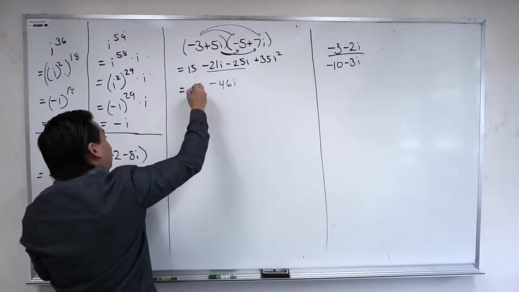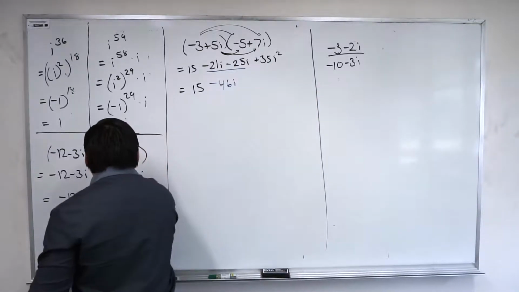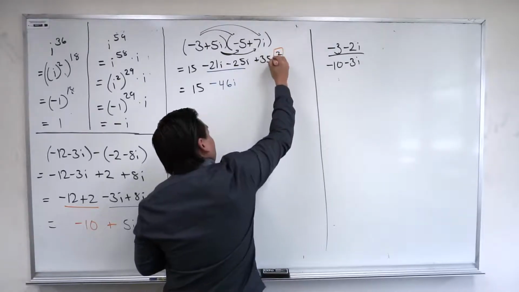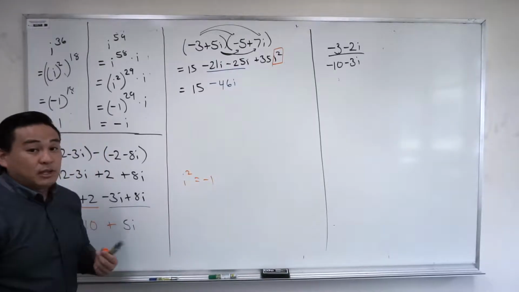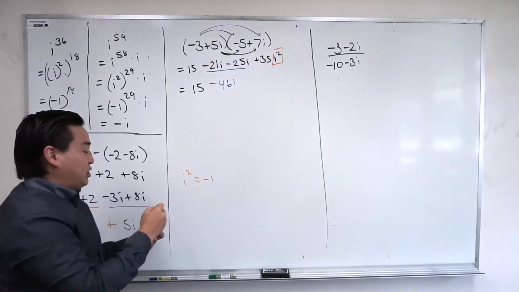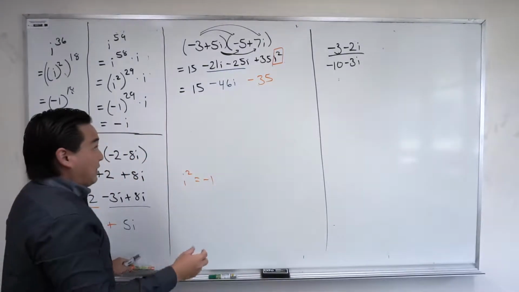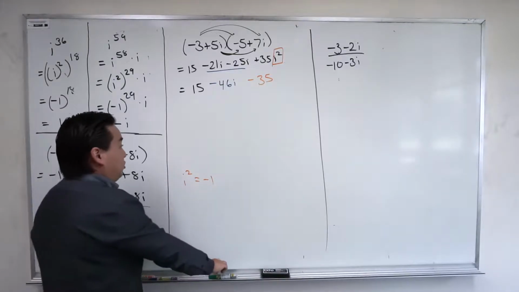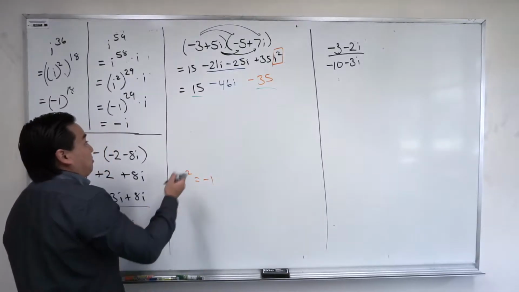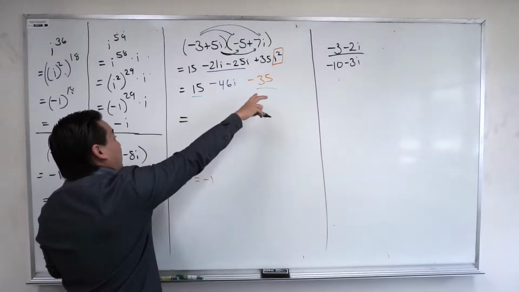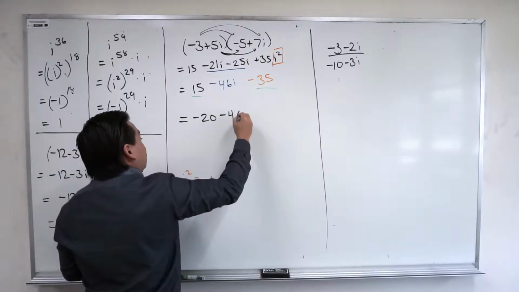We have the 15 here, but the one on the right-hand side, this i squared, remember, i squared is equal to negative 1. So that's just a negative 1. So all we need to do is change the sign in the front to minus 35. And then again, now we have another two like terms, these two. So we can go ahead and simplify that one as well. So we get right here, which is going to be negative 20 minus 46i.